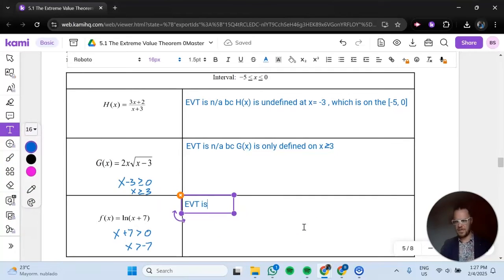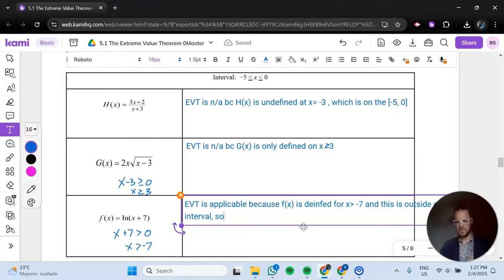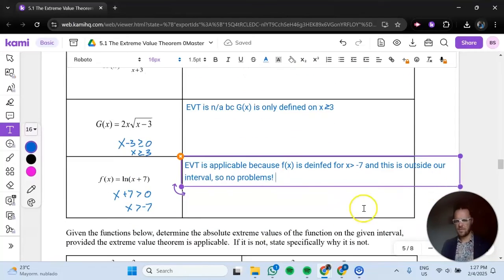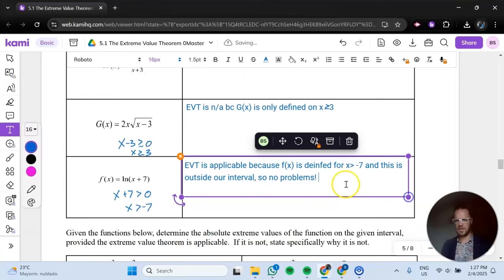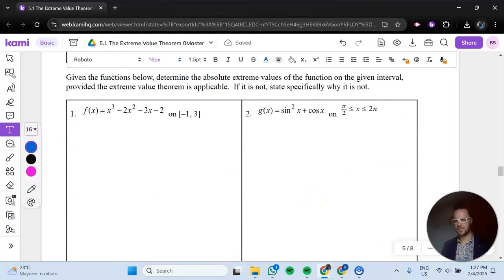So we can say that EVT is applicable because f of x is defined for x greater than negative 7, and this is outside our interval. So no problems. Basically, because our interval is within that x greater than negative 7, we're fine. We have no issues with this.